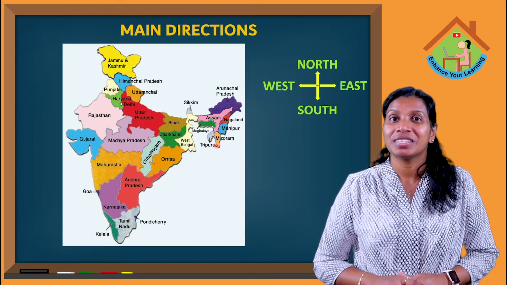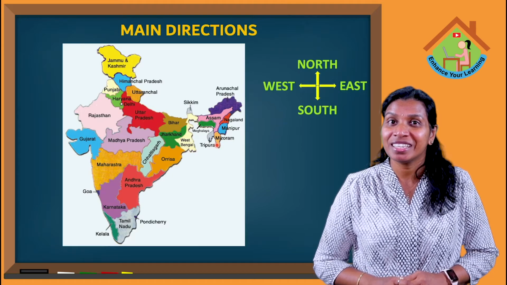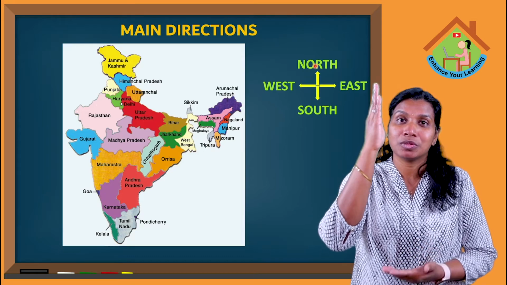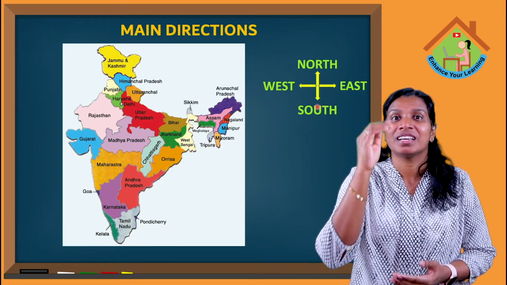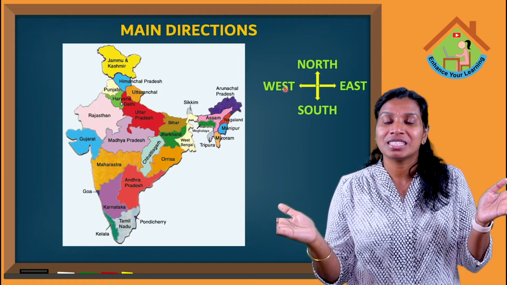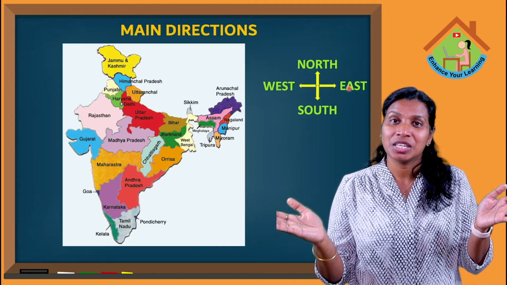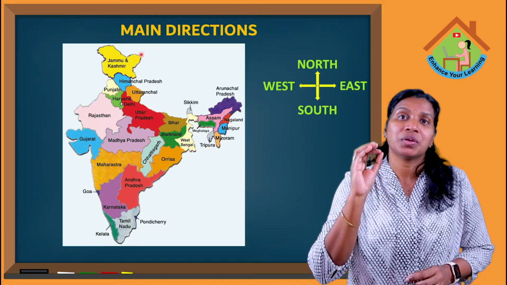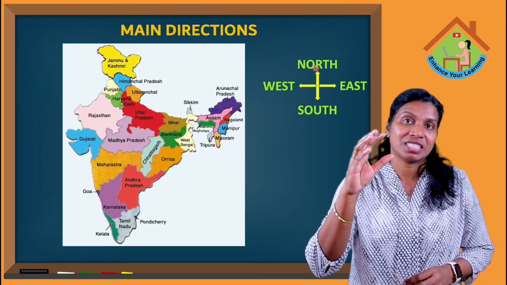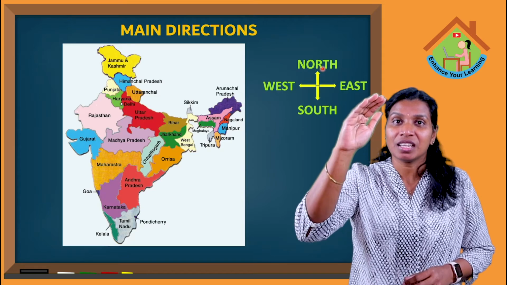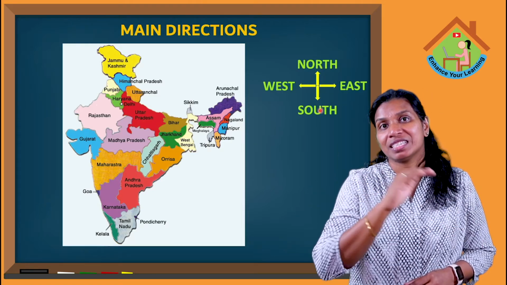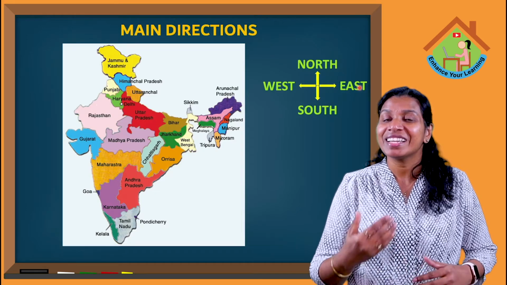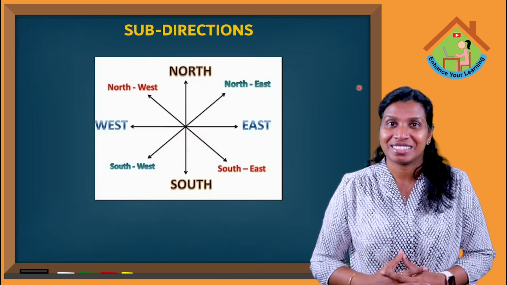Okay kids, you know how to identify the main directions. North's opposite is south, west's opposite is east. Most of the time, the top part of the map will be facing the north side. So north, south, west and east. Understood kids? Next we'll move on to the subdirections.